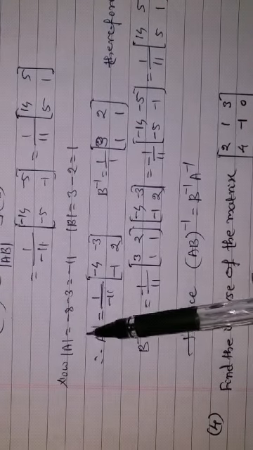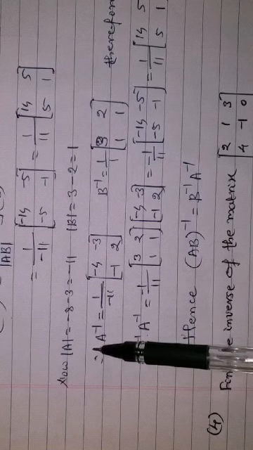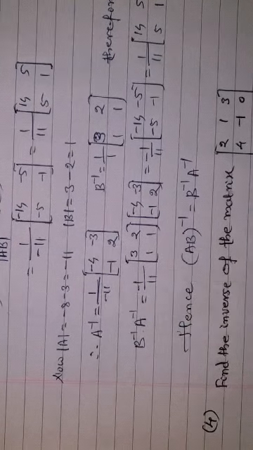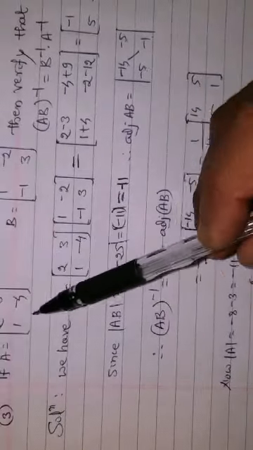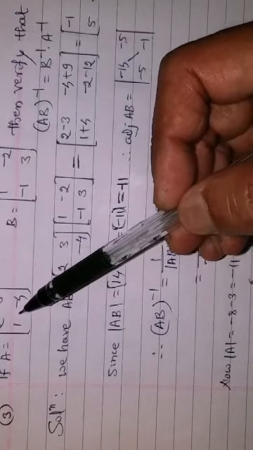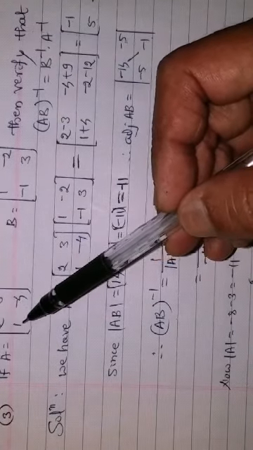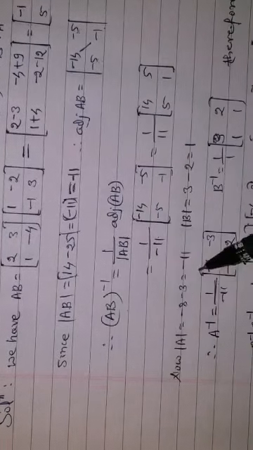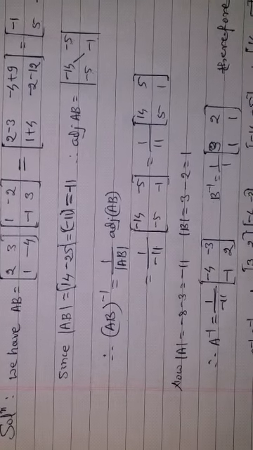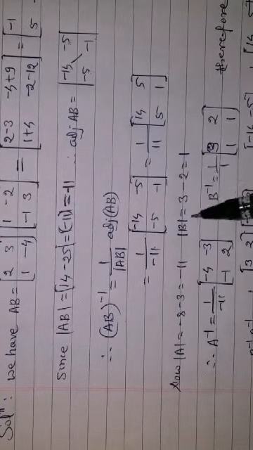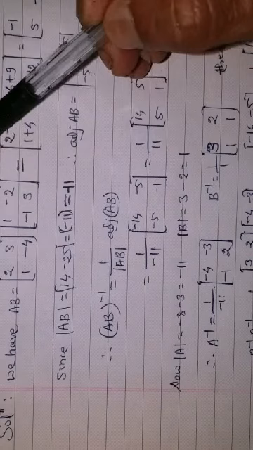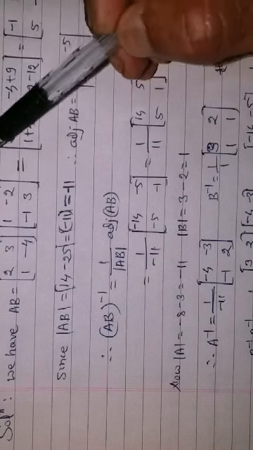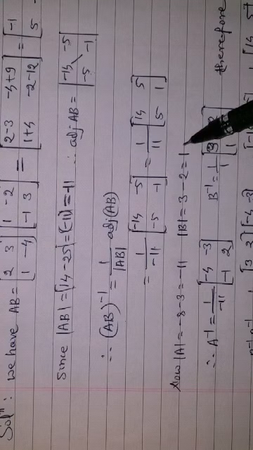Next, we have to find the determinant of A, which is minus 8, minus 3, 4 2s are 8, so minus 8 minus 3 is minus 11. Similarly, the determinant of B equals 3 1s are 3, minus into minus plus, 1 2s are 2, so 3 minus 2, that is equal to 1.